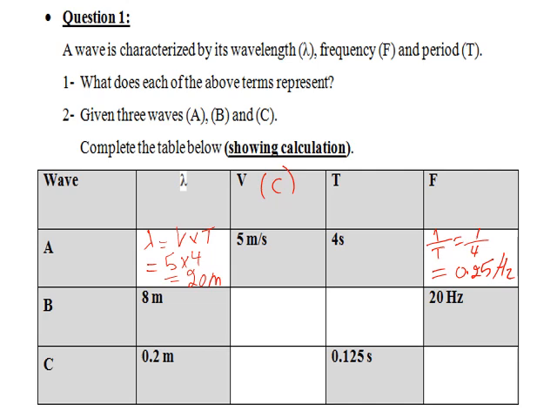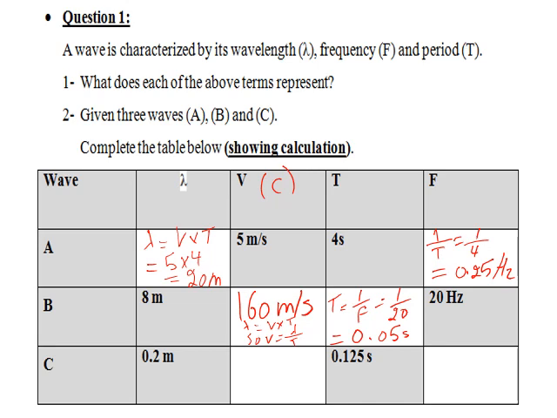We have only lambda and we have frequency. T is equal to 1 over f, it's equal to 1 over 20, so it's equal to 0.05 seconds. Here we have lambda, we have T. Lambda is equal to v or c times T. How? You have to know that lambda equals v times T, so v is equal to lambda over T, it's equal to 8 divided by 0.05, then it's going to be 160 meters per second.